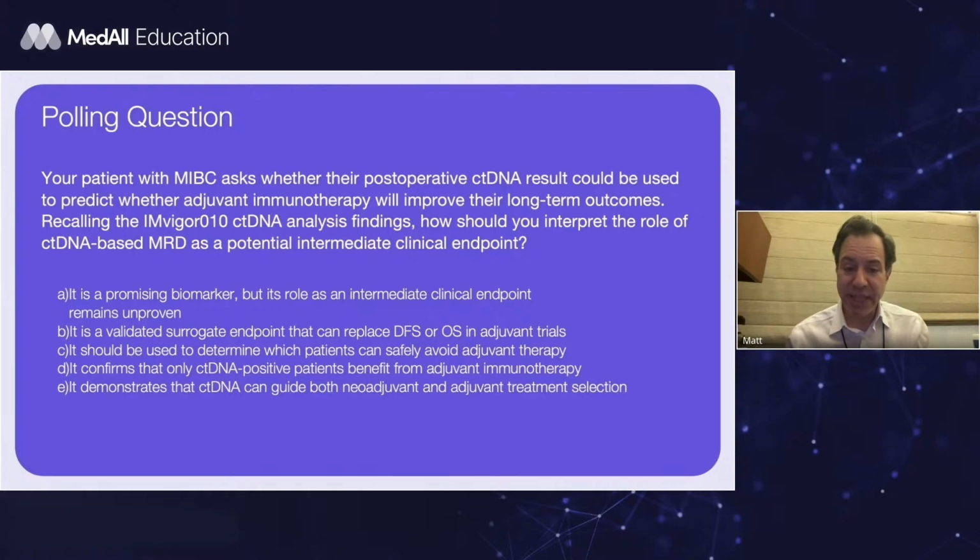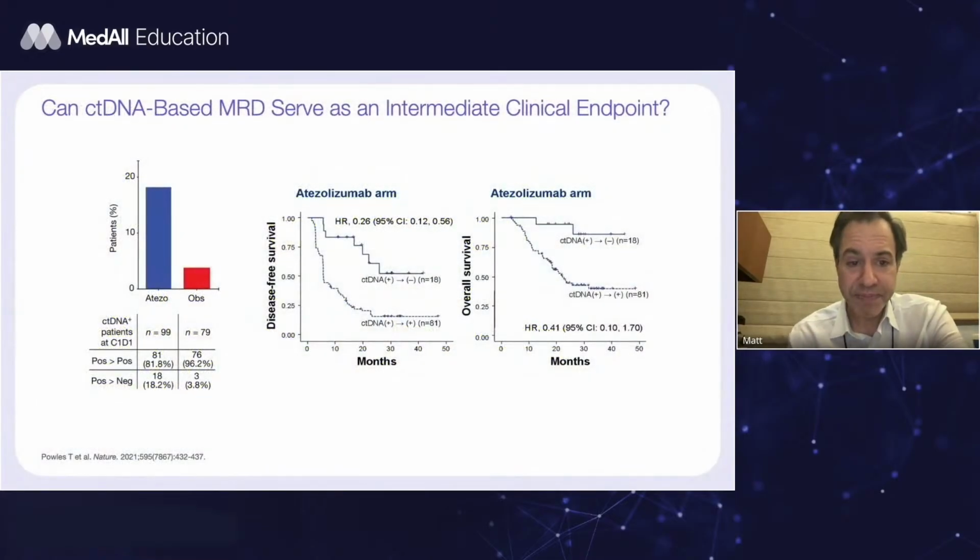Or E, it demonstrates that ctDNA can guide both neoadjuvant and adjuvant treatment selection. So let's dive into this data. And really what this polling question is getting at is whether or not we can use serial ctDNA values as an intermediate endpoint in the adjuvant setting.